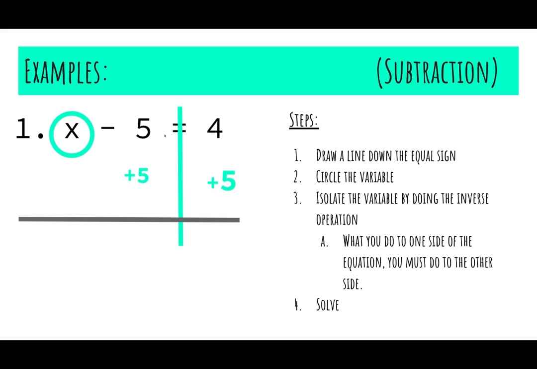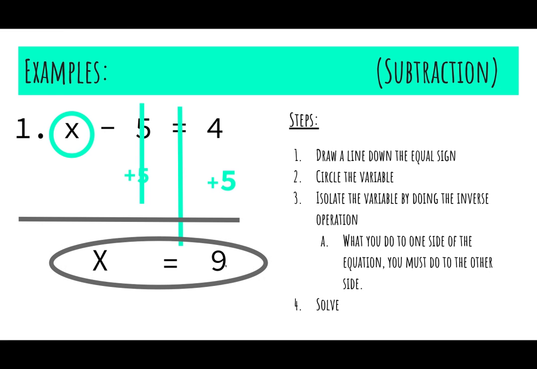So on the left-hand side, I have negative 5 plus 5, which gives me 0. We like to say they cancel out. So I'm only left with x on the left-hand side, which is what we want to do. We want to isolate the variable. Then on the right-hand side, I'm going to solve the problem. 4 plus 5 gives me 9. Don't forget to also bring down that equal sign. And then remember, you can always double check your work by plugging in the 9. So 9 minus 5 does equal 4.